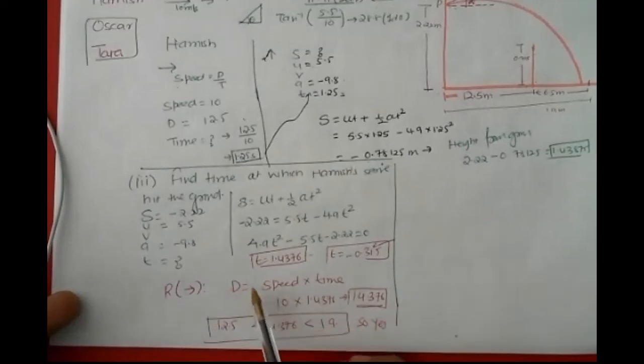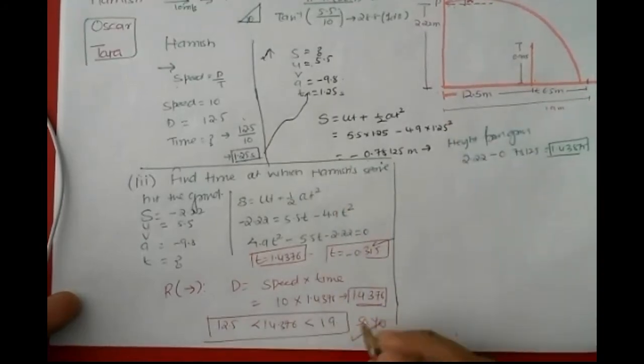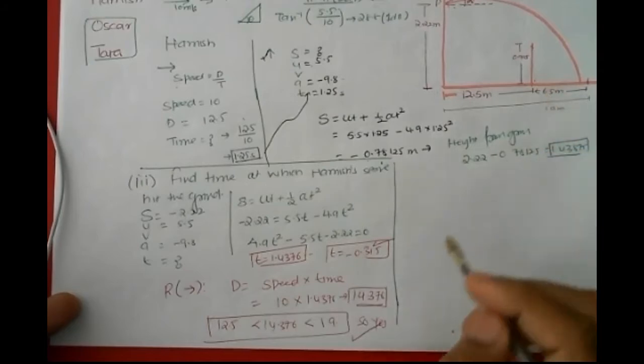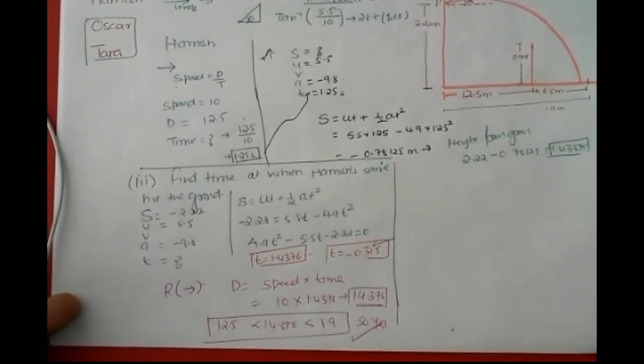Right, so we worked it out, guys. Resolving horizontally, distance is equal to speed times time. So this speed is 10. So 10 times 1.4376 gives you 14.376, which is in between 12.5 and 19. So yes, the serve will fall into the service court properly. Thank you. Let's look at the next question then.